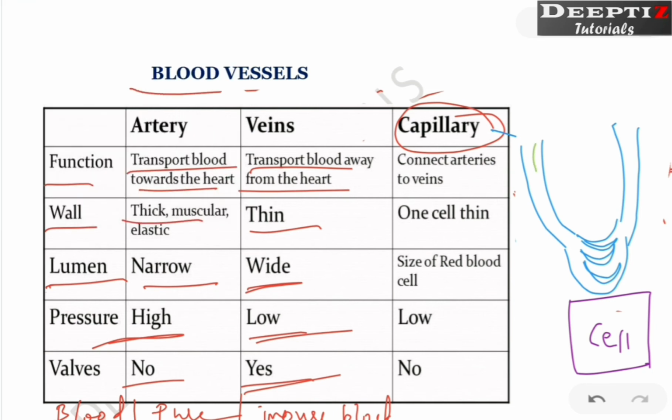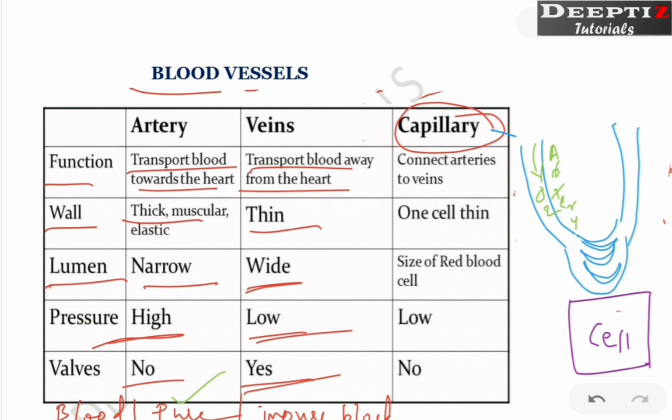the blood which brings oxygen, which vessel is it? Pure blood. I have told you that arteries carry pure blood. Why do arteries carry pure blood? Because the blood is rich with oxygen. So this can be an artery, right? Because the artery is carrying the pure blood.